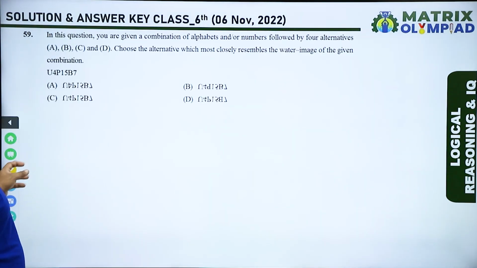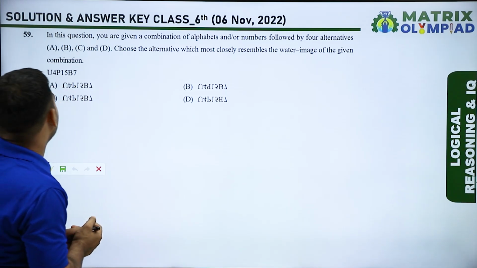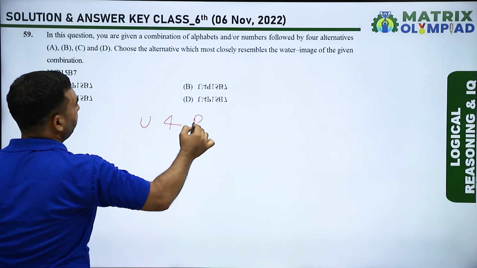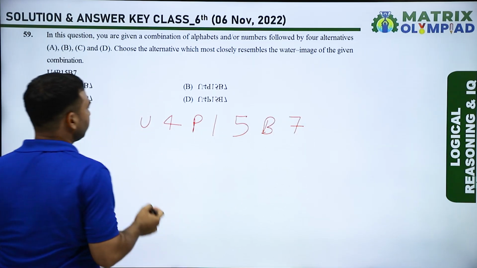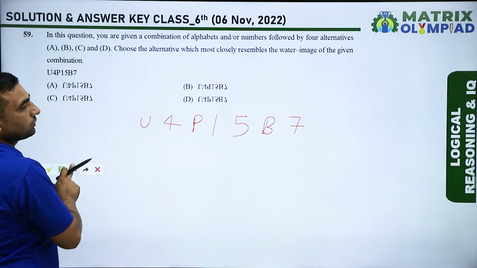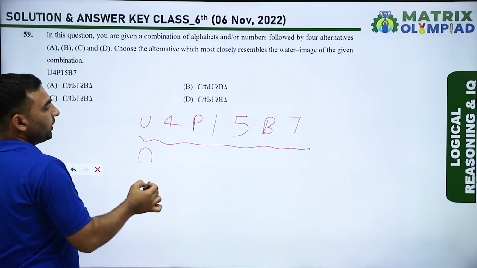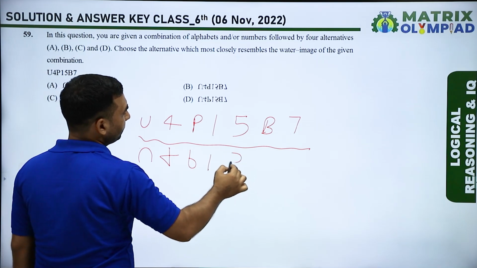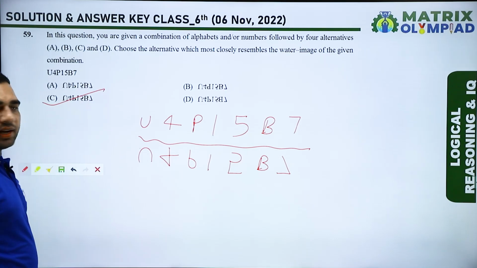Next question is combination. Water image of the given combination U, 4, P, 1, 5, B and 7. Water image. U is so this way, and 4 is like that, P, 1, 5, B and this is 7. Option C is the correct answer.